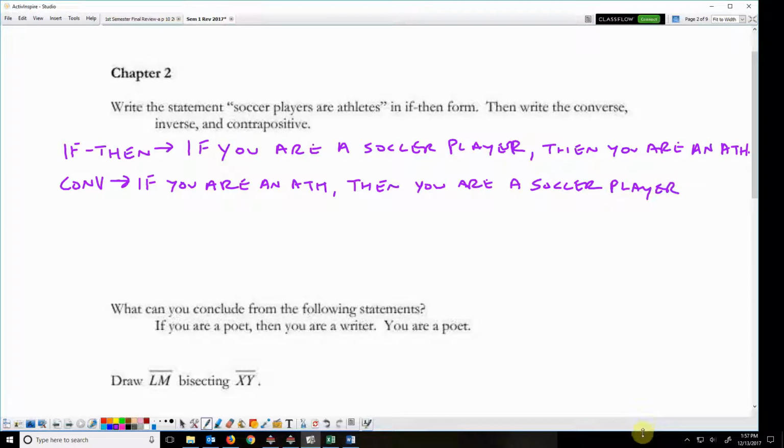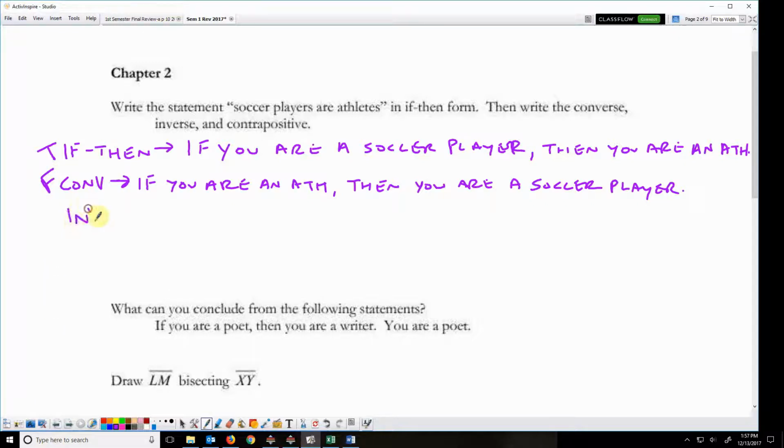Okay, let's assign a truth value to these before we go on. If you are a soccer player, then you are an athlete. I would say that's true. Soccer is an athletic sport, so if you are a soccer player, then you definitely are an athlete. That is true. If you are an athlete, then you are a soccer player, I would have to say that is false. There's a lot of things that you can be other than a soccer player if you are an athlete.